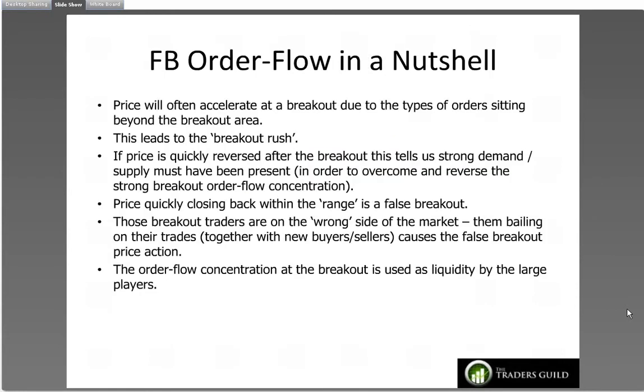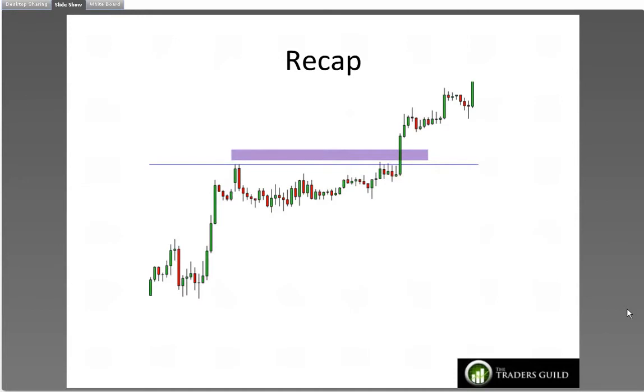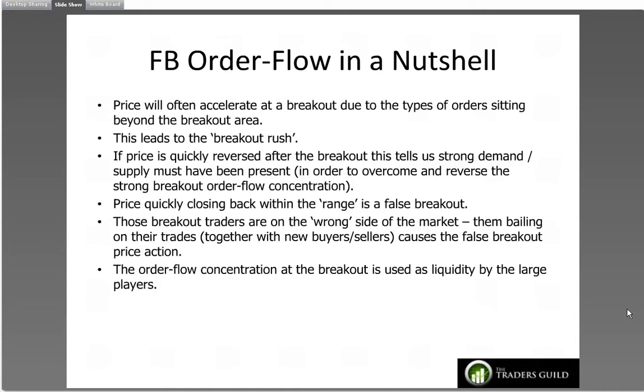Okay, so price accelerates upon a breakout, and that leads to the breakout rush. If price quickly reverses, that tells us that we had strong supply or demand come into the market to reverse what we know is strong one-sided order flow. On this occasion, this isn't obviously a false breakout, but if this was reversed, we would have strong supply that came in here to reverse what we know is strong buy-side order flow. That tells us this supply must have been very strong. And price closing back within that range leads to a false breakout.